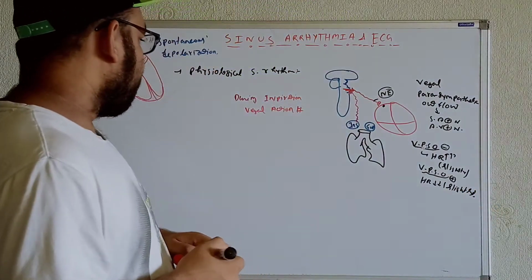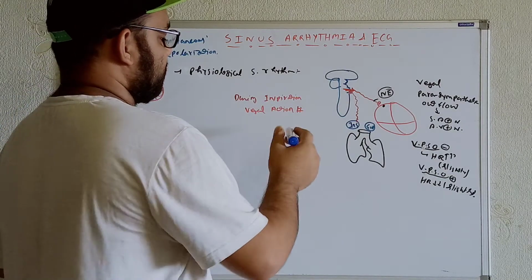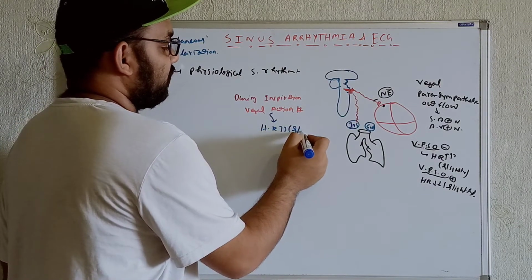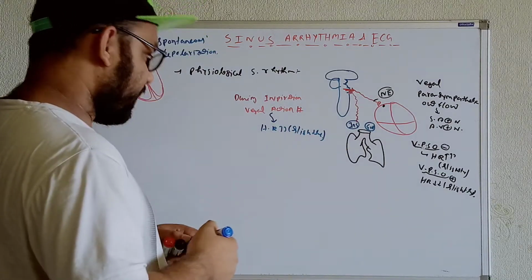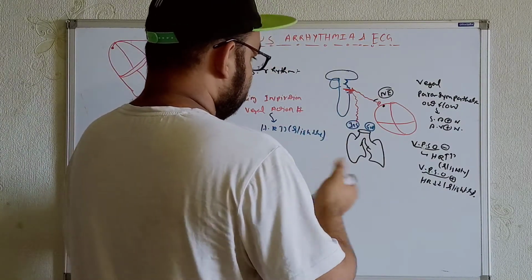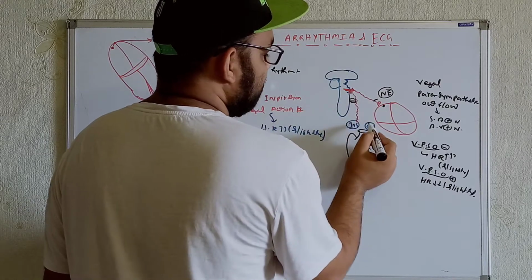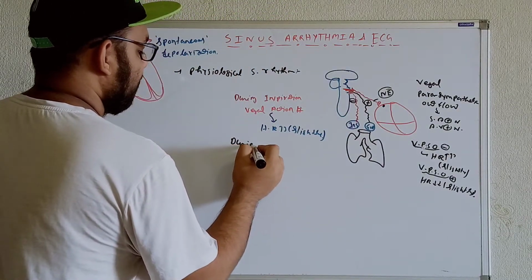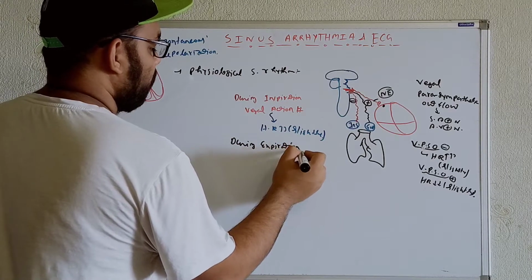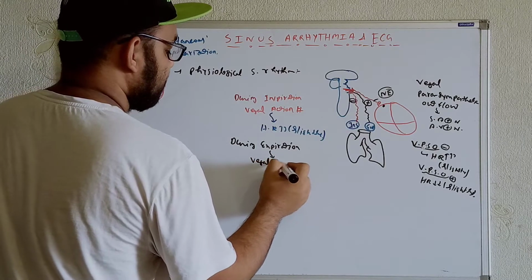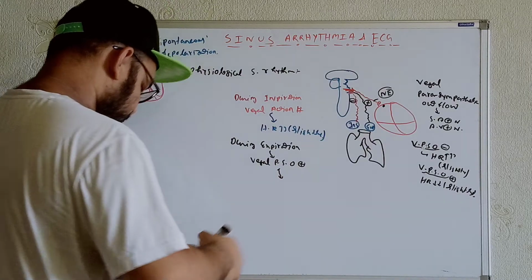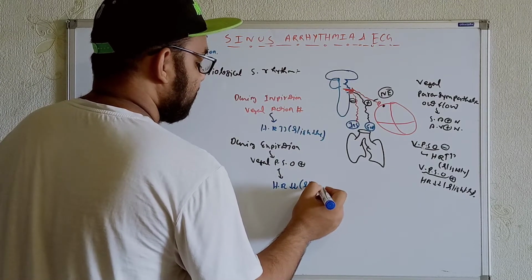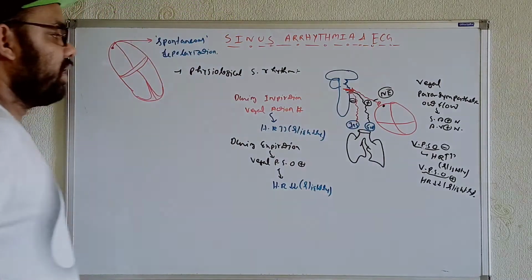Now see what I want to say from here. During inspiration, the vagal parasympathetic outflow will be inhibited. As a result, we will see the heart rate slightly more. And during expiration, it will do the opposite: it will stimulate the vagus parasympathetic outflow. So during expiration, we will see the vagal parasympathetic outflow stimulated. As a result, it will reduce the heart rate. So in these cases, the heart rate will be reduced slightly. These all are the things under normal physiological circumstances.